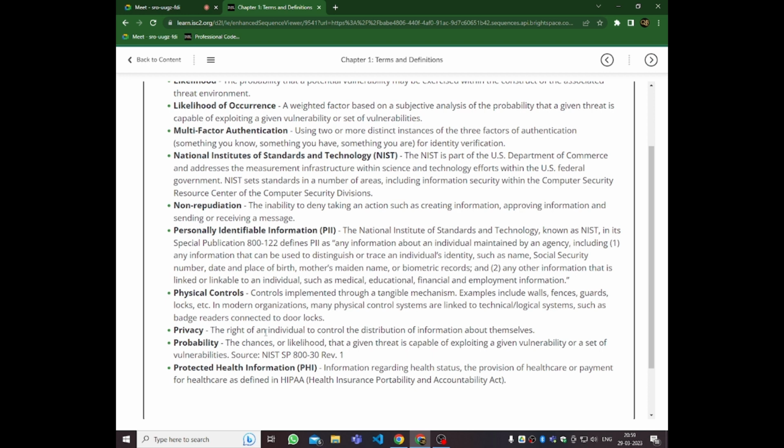Privacy, the right of an individual to control the distribution of information about themselves. Next is probability, the chances or likelihood that a given threat is capable of exploiting a given vulnerability or a set of vulnerabilities. Next is protected health information. Information regarding health status, the provision of health care or payment for health care as defined in HIPAA, the Health Insurance Portability and Accountability Act.